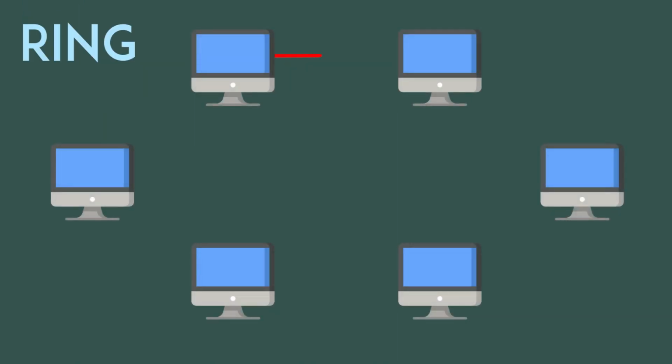With a ring topology, each device is connected to two others, the one before it and the one after it. It's called a ring because the computers are connected in a loop, like a ring. Data travels in one direction only, and each device will receive the data until it reaches the destination device, which won't send it on any further.